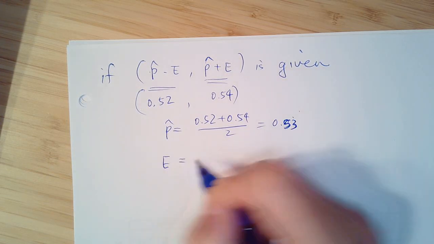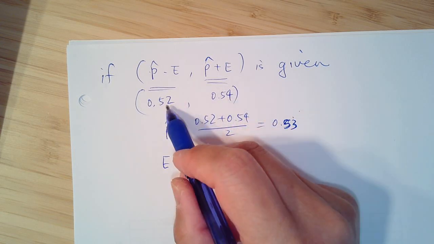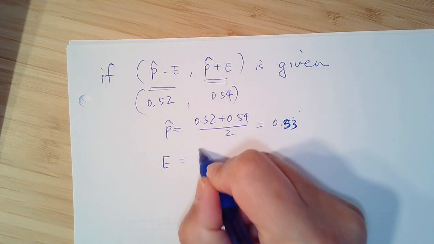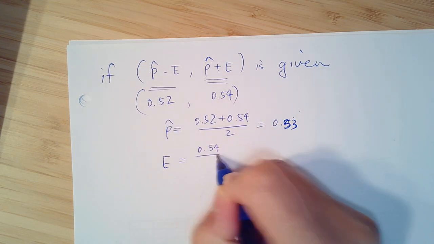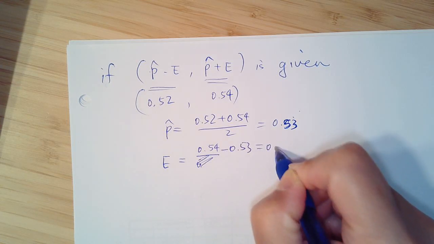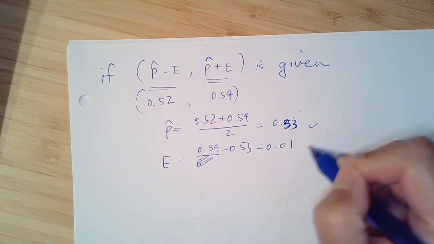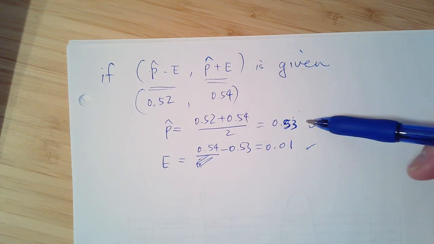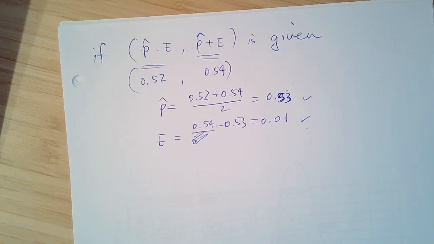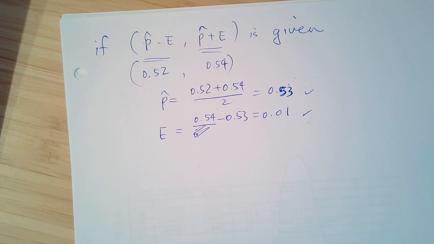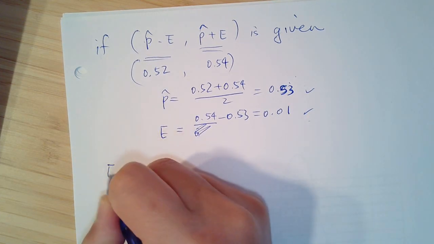Can you find E? Yes, E is just whatever you use, either the lower limit of the confidence interval or the upper one, it doesn't matter. So you can use 0.54 minus 0.53, you get 0.01. So this is just a quick little note. If you are given the confidence interval, you can easily find P hat and E. I think this is very straightforward, so we're not going to pay too much attention to that. Now let's look at another example.